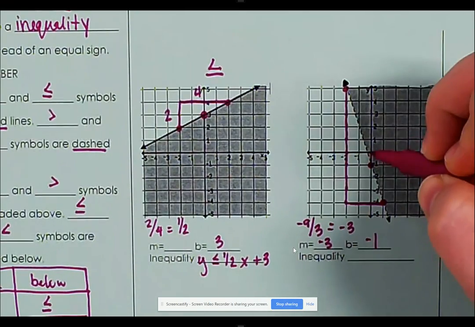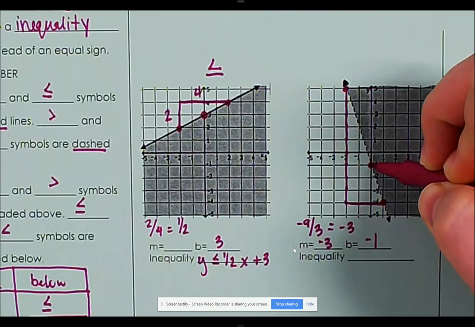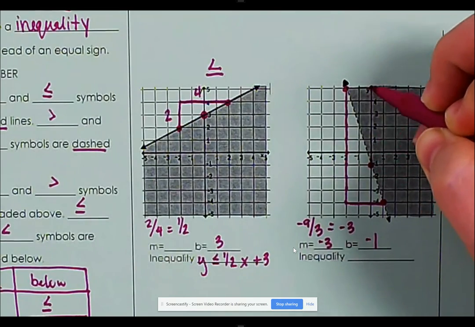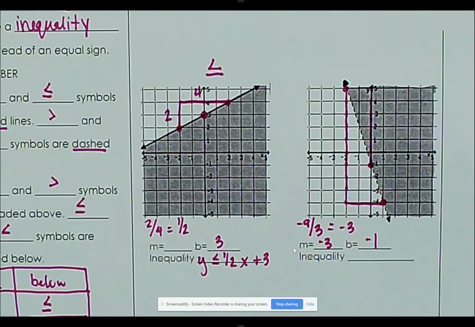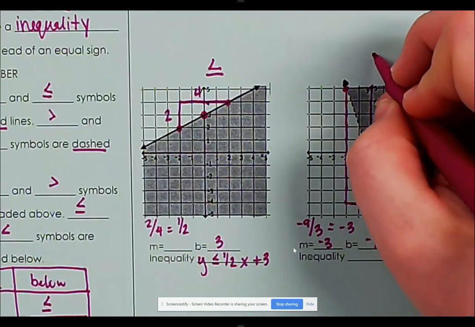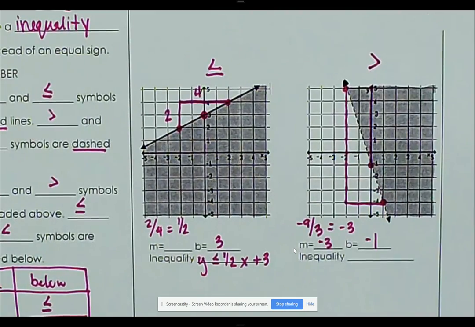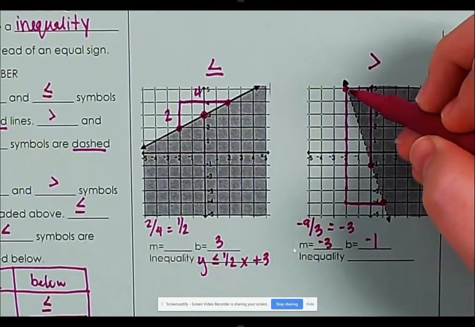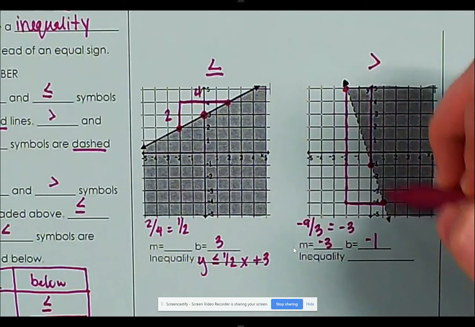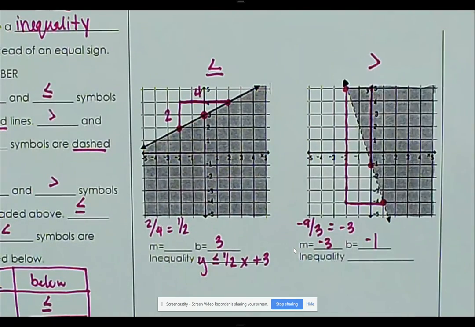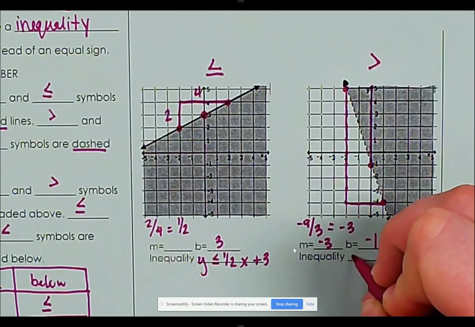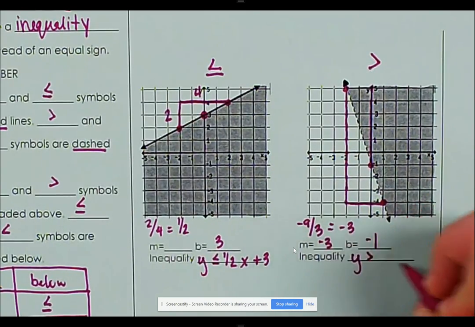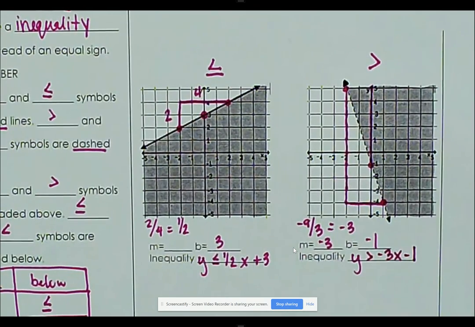This is shaded above. Okay, if I start here at my b value and I go up, the above part is shaded there. So this is either going to be a greater than or a greater than or equal to. Since I can see that my line here is dashed, I am not going to have that equal to sign. It's just going to be greater than. So my inequality would be y is greater than negative 3x minus 1.